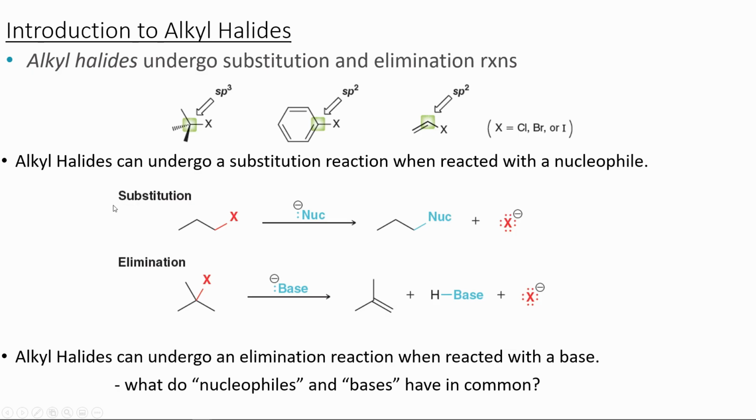A substitution reaction is when we take an alkyl halide carbon bond and replace that bond with a carbon nucleophile bond. So we're substituting the nucleophile for the halogen. An elimination reaction involves a base, and we deprotonate a proton next to the carbon-halogen bond, and the halogen leaves as a leaving group to give us a double bond. So alkyl halides can undergo an elimination reaction when they're reacted with a base.